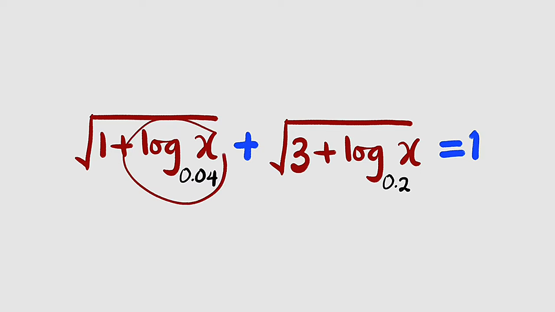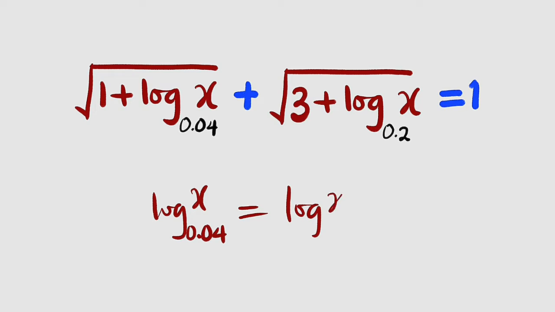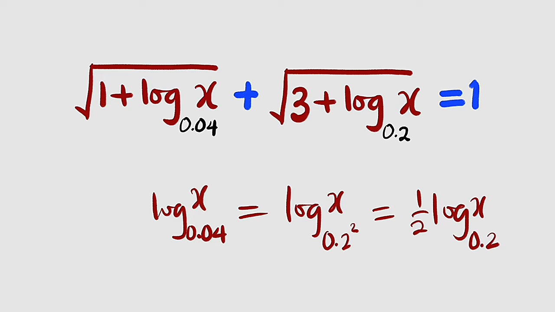Let's start by simplifying this because 0.04 right here is the same thing as 0.2 all squared. So log of x with the base of 0.04 is the same thing as log of x with the base of 0.2 all squared. And we can rewrite this as 1 divided by 2 multiplied by log of x with the base of 0.2. So instead of the whole of this, we can write this one.